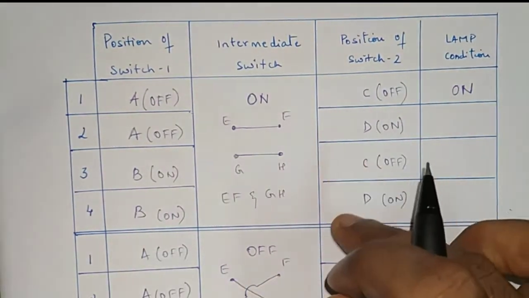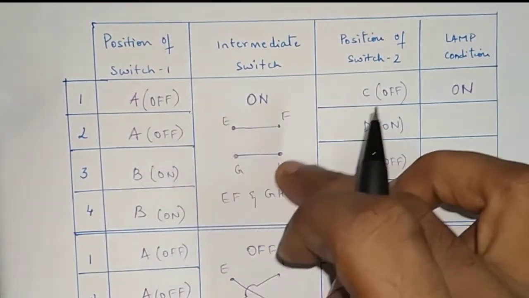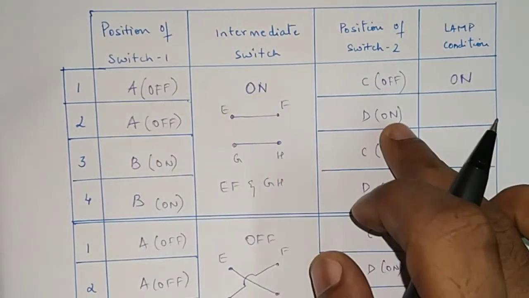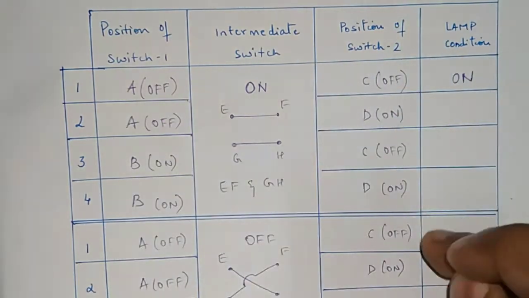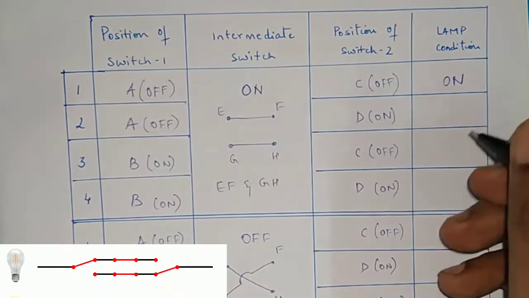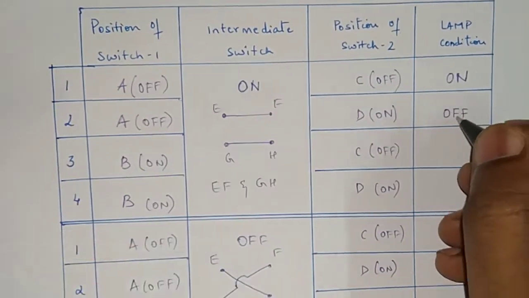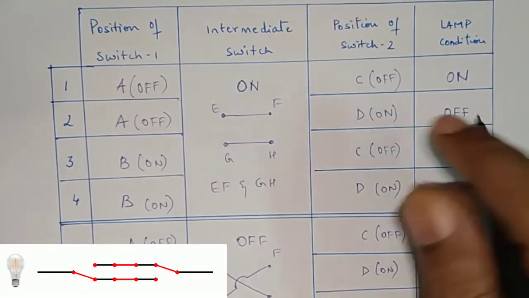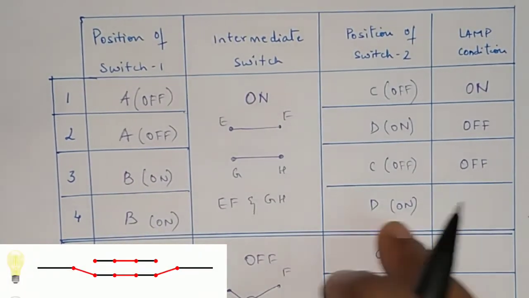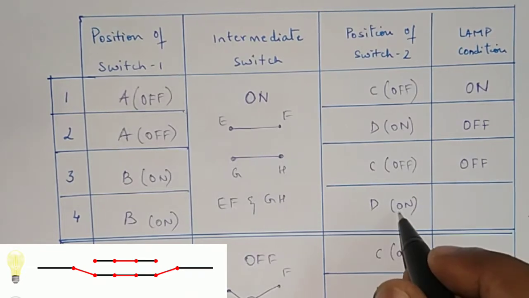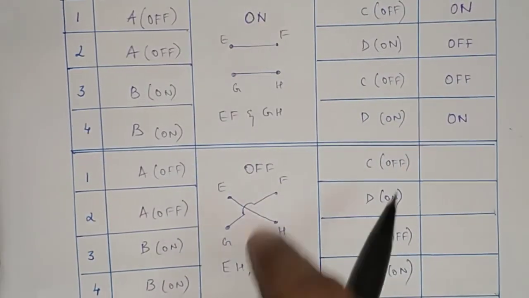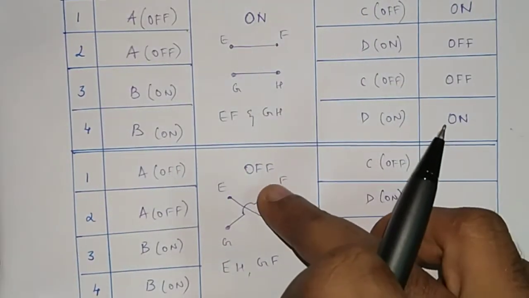In the same way, check all the three different cases with the intermediate switch on. We can easily check by changing the terminals or position of switch number 1 and 2. When switch 1 is in A and the second switch is in D, you will get the lamp condition as off. This is also off. In the third case, when you check, the lamp condition will be off. In the fourth case, check the condition of switch number 1 and switch number 2, the lamp condition will be on.